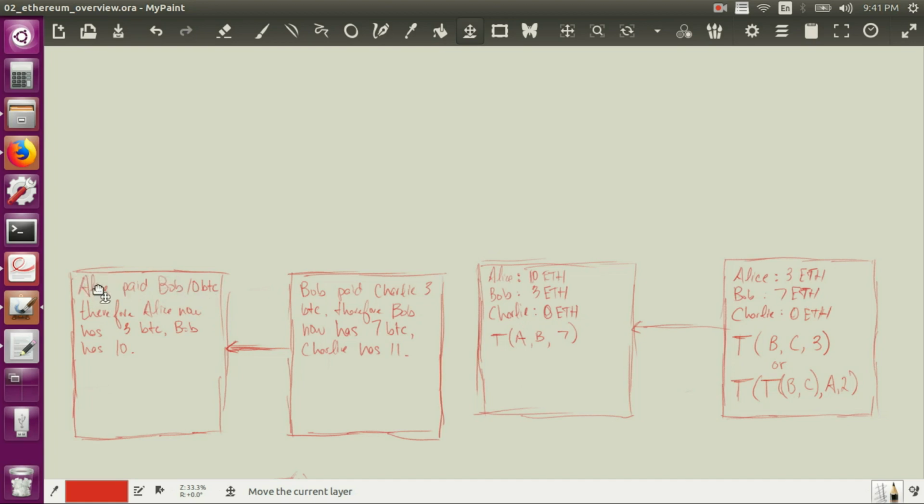They'll look up, say, is her balance sufficient to do this? If it is, if it's greater than 10 Bitcoin, then allow the transaction to take place. Subtract 10 Bitcoin from her previous UTXO balance and add 10 to Bob. So in this case, Alice would have had 13 Bitcoin and Bob will have 10 now because he had 0 previous to this block.